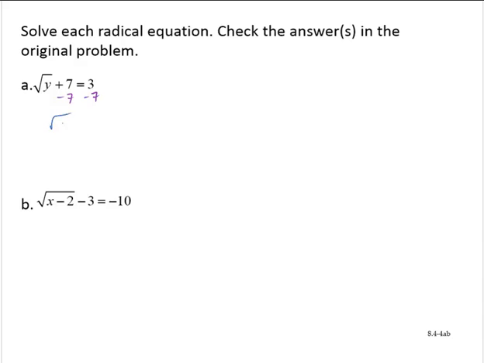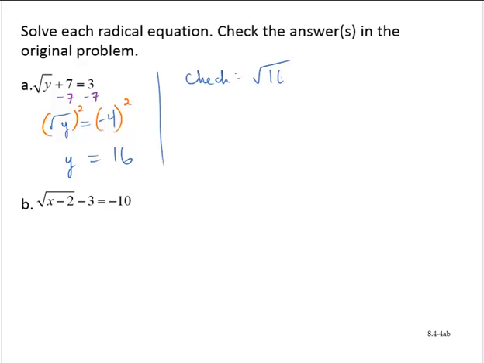Which yields that the square root of y is equal to negative 4. I'll square both sides now that I've isolated the radical. And that yields y is equal to 16. Negative 4 times negative 4 is 16. Let's check.